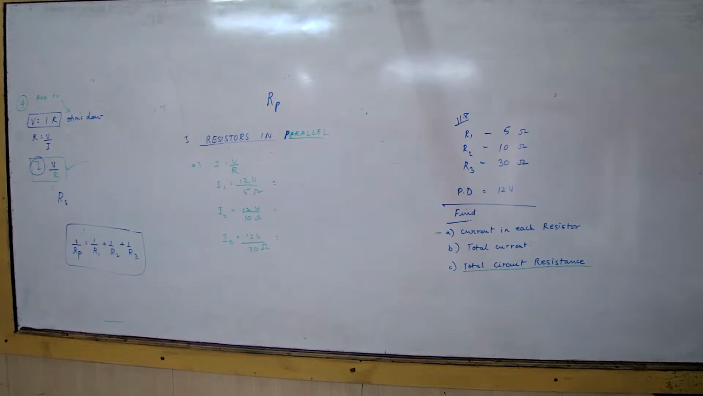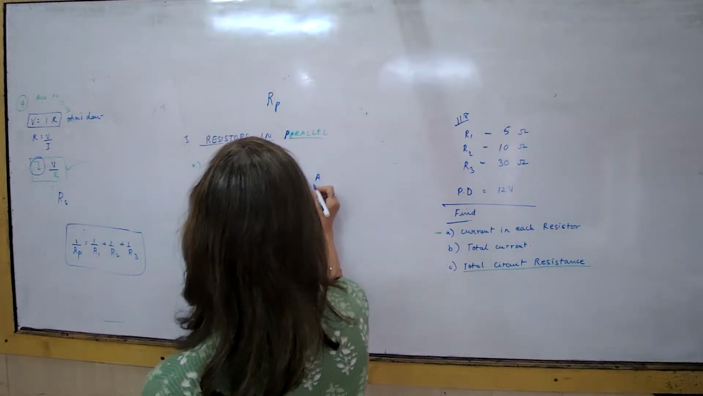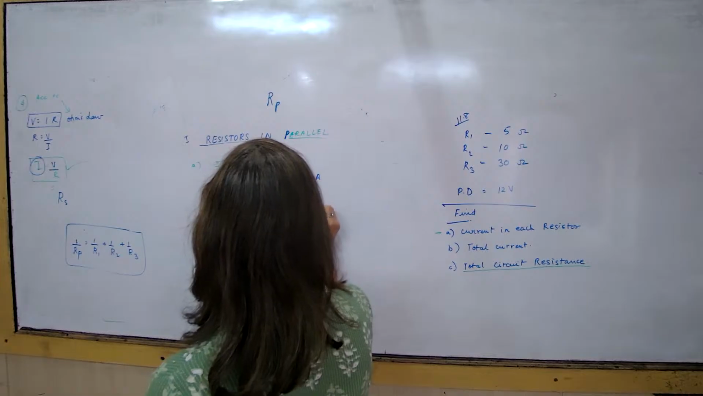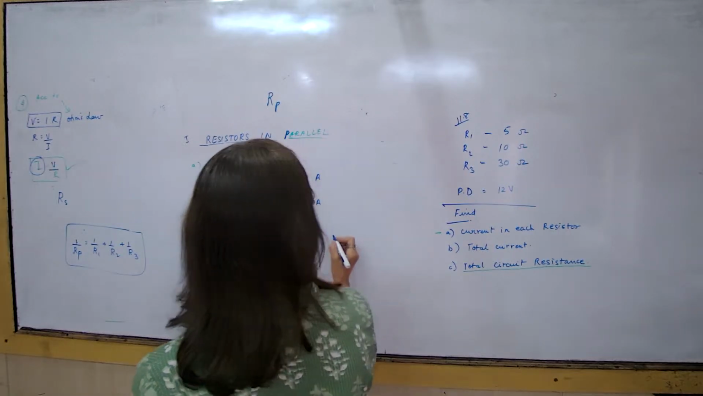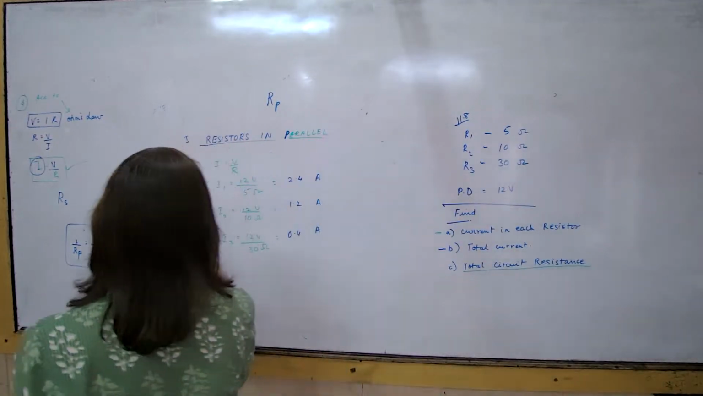The first is 2.4. Correct, okay. I1 is 2.4, I2 is 1.2, I3 is 0.4, and the total is 4. How did you get the total? Add up everything. The total is 2.4, 1.2 and 0.4. So you have found out the current in each resistor. Now how will you find out the total current? Add all of them. Yes.